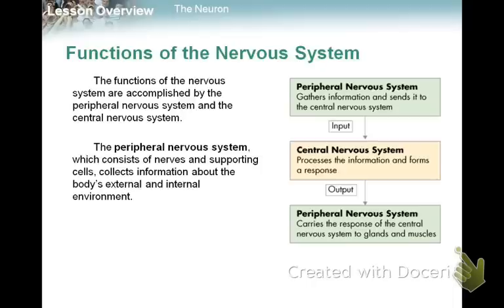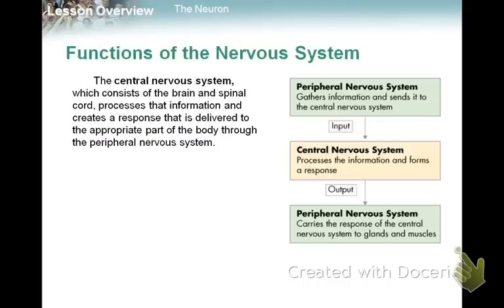The peripheral nervous system is the nerves and the supporting cells. This is what collects information called input and sends it to the central nervous system. The central nervous system is the brain and the spinal cord. It processes that information and figures out how to respond to it, which is called output. And that's delivered to whatever part of the body through the peripheral nervous system again.